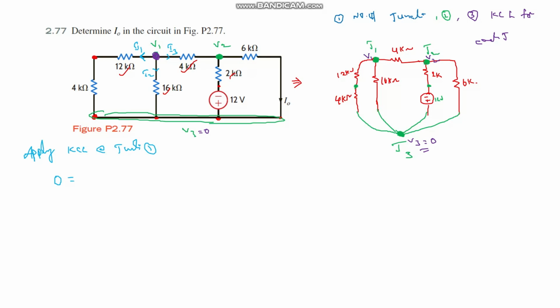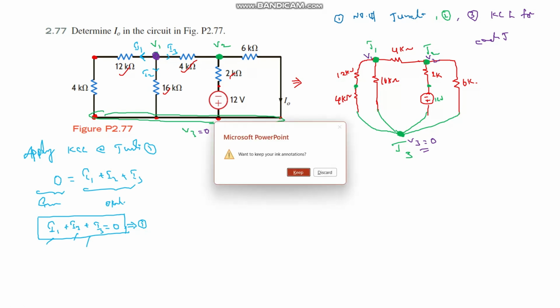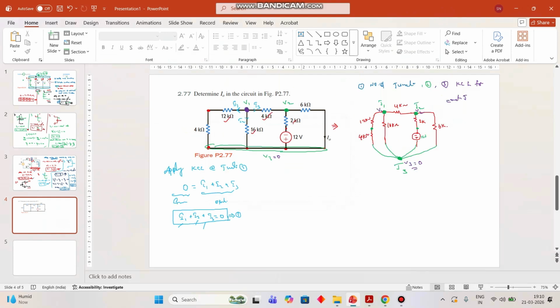The outgoing currents are I1 plus I2 plus I3. The sum of outgoing currents equals the sum of incoming currents, so we can write I1 plus I2 plus I3 equals 0. Let this be equation number 1. Now we have to get an expression for I1, I2 and I3. Let us find the expressions for I1, I2 and I3.